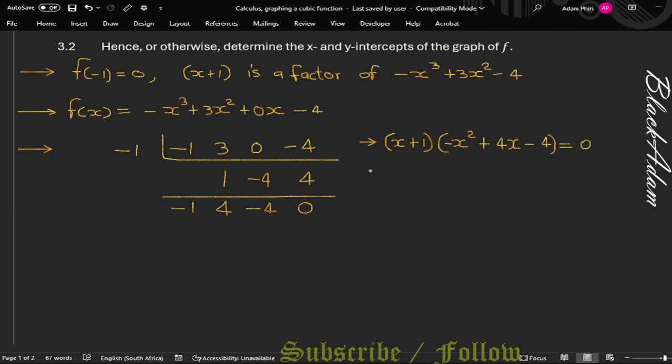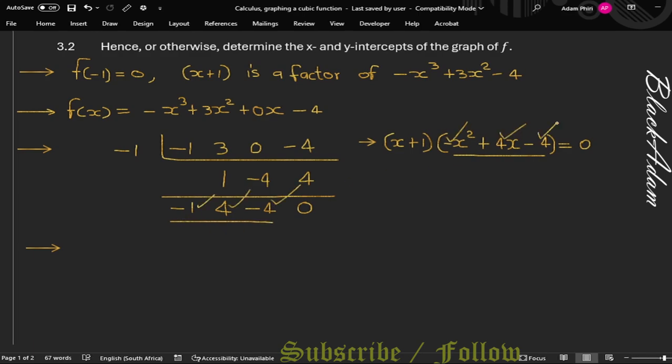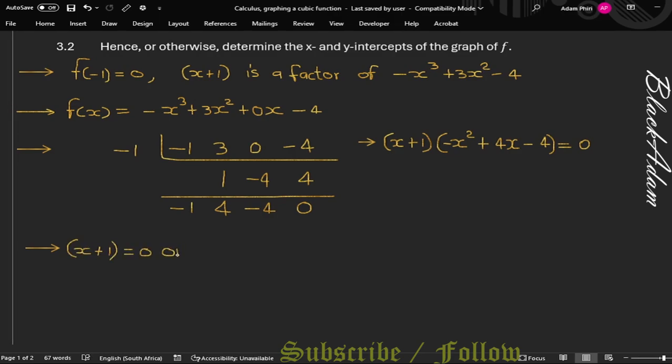Because they are factors, they multiply and give an answer of 0. That's negative 1 there, that's positive 4, that's negative 4. It's just trying to relate the two, and that's negative 1. So those are the factors. Using synthetic division, that's what we get.